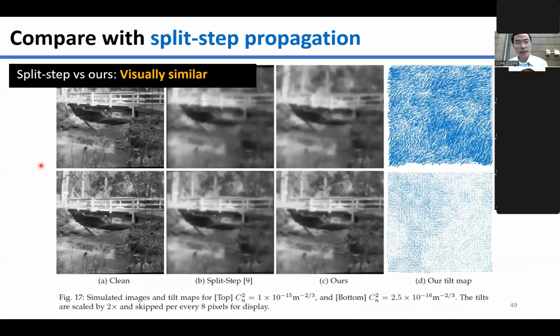To give you a feeling of how well we can do, here is a split-step propagation. This is our simulation. This is our tilt map, the pixel displacement map. Using my eye, I can say they're similar. But it's always impossible to compare apples to apples because these two images are generated using two different random realizations. It is impossible to get the exact same match, just because the two mechanisms are completely different.